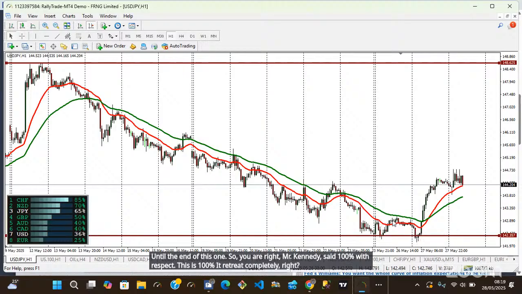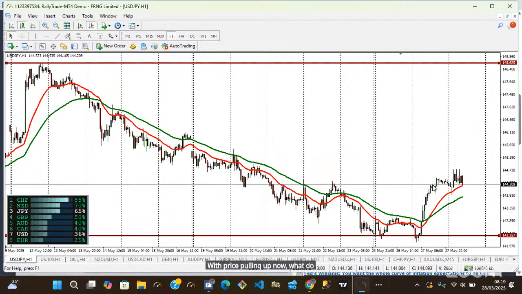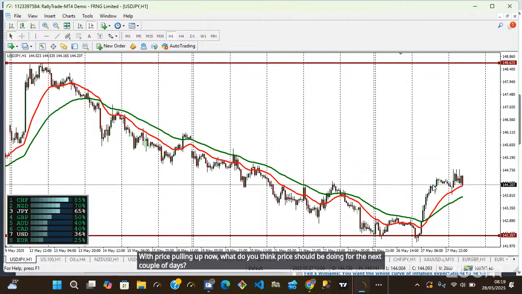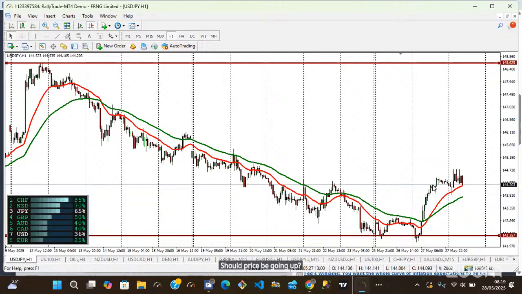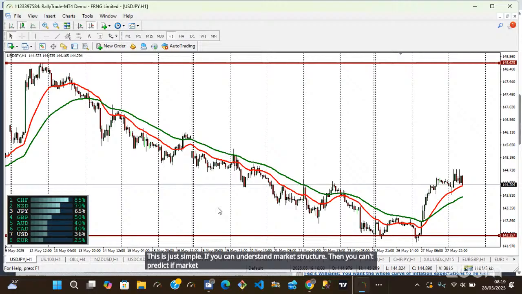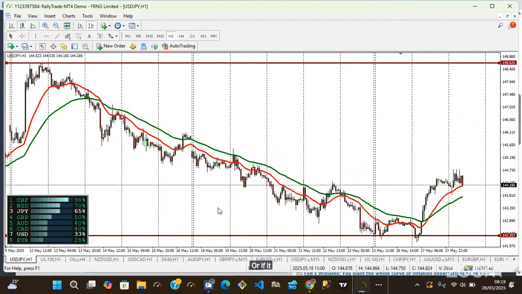Before and after doing this 100% retracement, with price pulling up now, what do you think price should be doing for the next couple of days? Should price be going up? Should price be going down? What do you think? It's an open question. This is just simple. If you can understand market structure, then you can predict if the market moves a certain way, if it will continue or if it will most likely return.